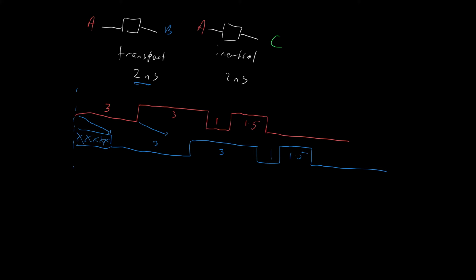There are two ways of determining the output of an inertial delay. The fast way is to simply copy what you get for the transport delay, except we're going to leave out any short pulses. Pulses strictly less than 2 nanoseconds will be omitted. If something's exactly 2 nanoseconds, we include it. Anything less than 2 nanoseconds gets omitted. We've got a pulse here of 3 nanoseconds, one here of 3 nanoseconds. This 1 nanosecond pulse is less than 2 nanoseconds, so this is going to be omitted.